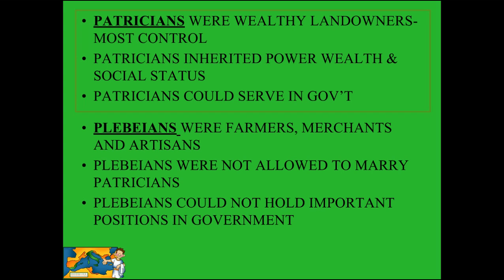The patricians were at the top of the social ladder. They inherited their wealth, they were the wealthiest in Rome, and they were the only ones who could serve in government. All these advantages of power and wealth were inherited, just like in a monarchy.